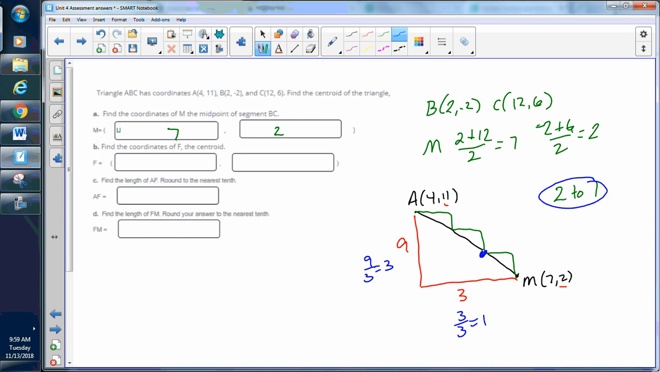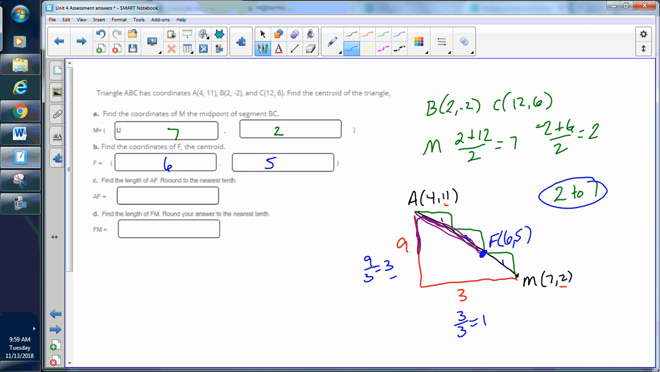So here is our point F. We go to our 2-to-1 ratio, so 2 steps from the top, 1 step from the bottom. 2 steps from the vertex, 1 step underneath. So our x has to change by 1. So 7, go back 1, we get 6. And 2, go up 3, it takes us to 5. So 6, 5 is the centroid.